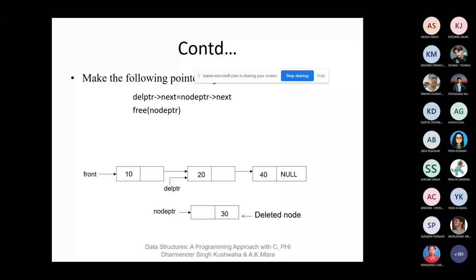So last node, before last node, how we can reach to the before the last node? What, ma'am? What are you asking? I am asking second last node. How you reach to the second last node?